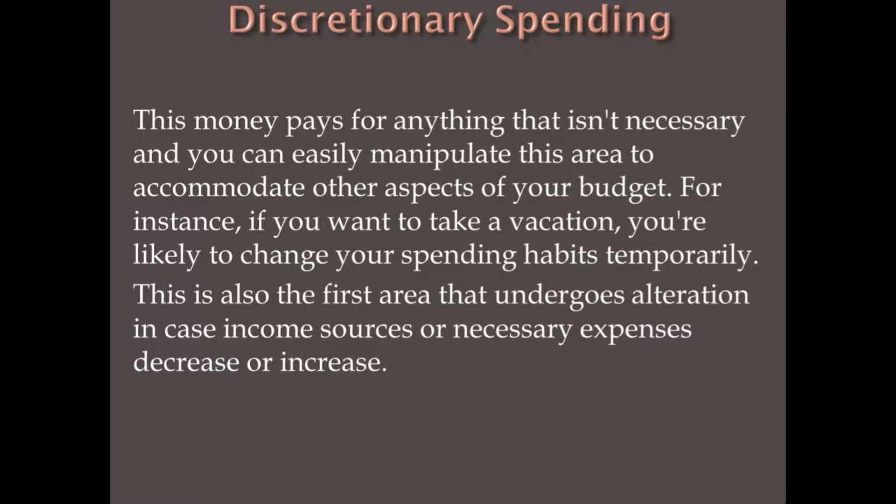Discretionary spending. This money pays for anything that isn't necessary, and you can easily manipulate this area to accommodate other aspects of your budget. For instance, if you want to take a vacation, you're likely to change your spending habits temporarily. This is also the first area that undergoes alteration in case income sources or necessary expenses decrease or increase.